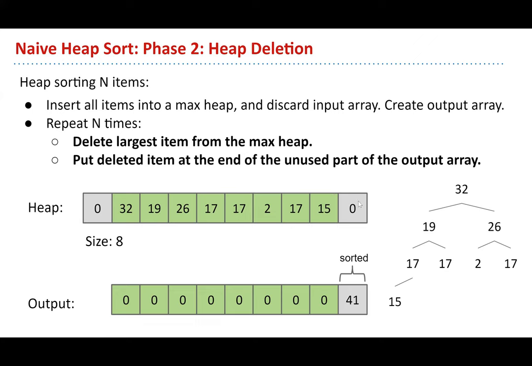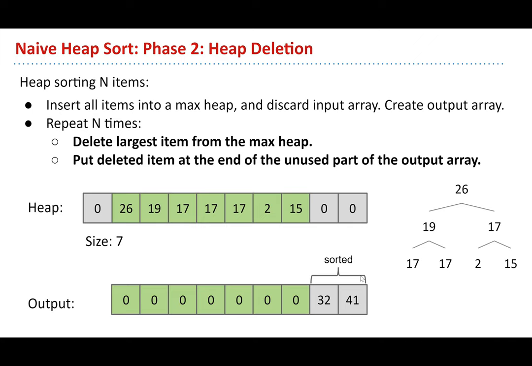32. What happens next? What's going to go in this block here? 32 is going to appear. So now we have that this is sorted. The invariant we're relying on is that every time we delete from the heap, we know that it's the next largest item that we're sticking in this array.